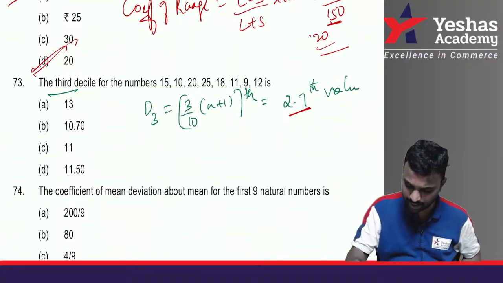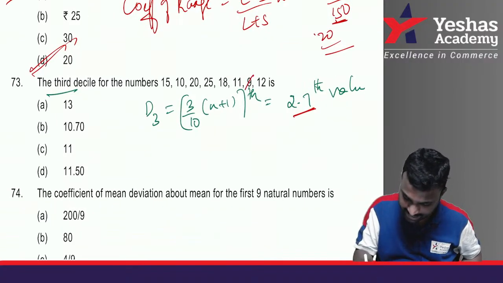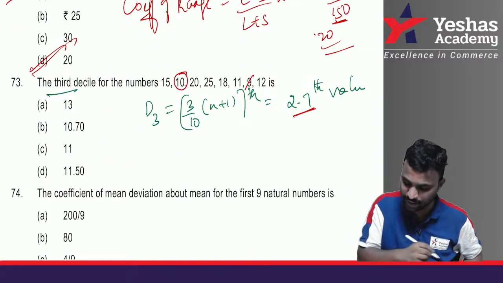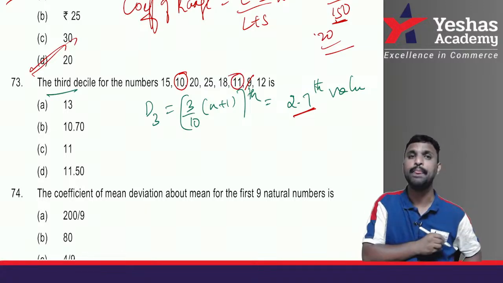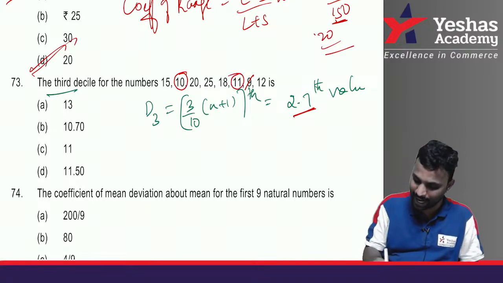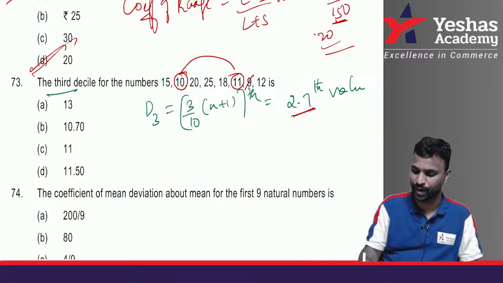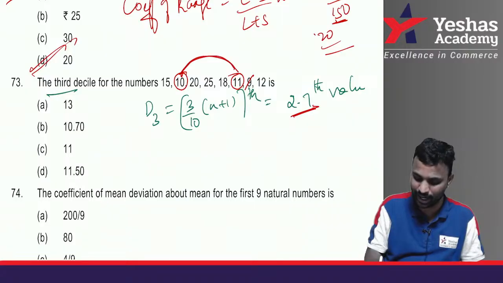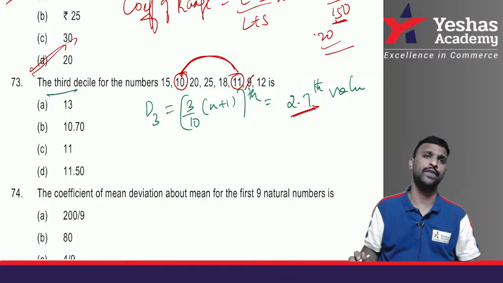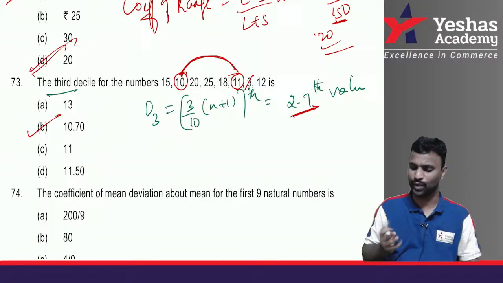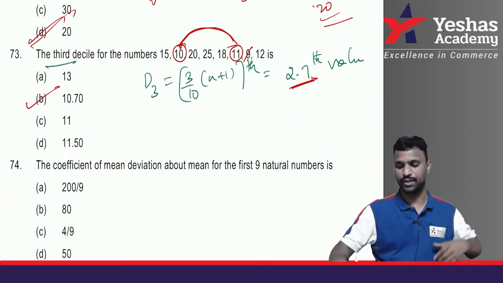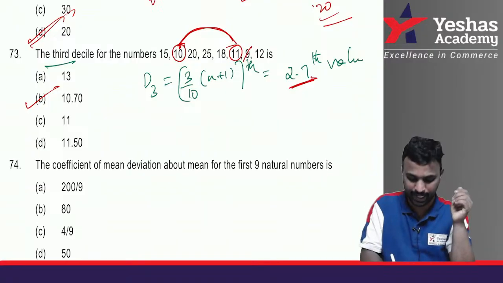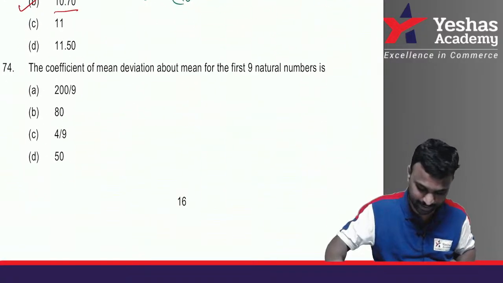Don't waste your time arranging all the observations in ascending order. You just have to identify the second value and the third value in the ascending order. The least observation is 9, so cancel it off. The second value is 10 and the third value is 11. So definitely the third decile will lie between 10 and 11, because the 2.7th value means between the second and third value only. The only option which lies between 10 and 11 is 10.7. You need not compute it at all. You can take option B as the right answer.